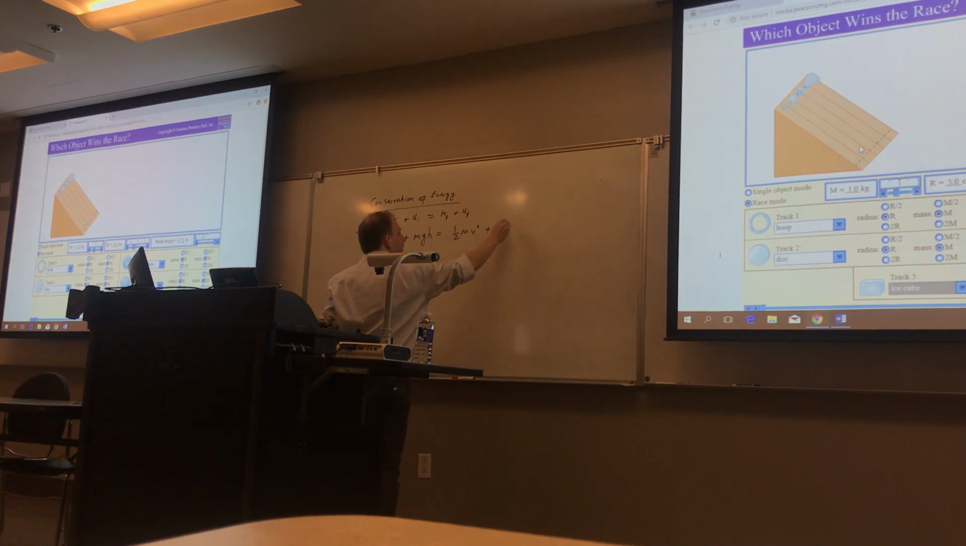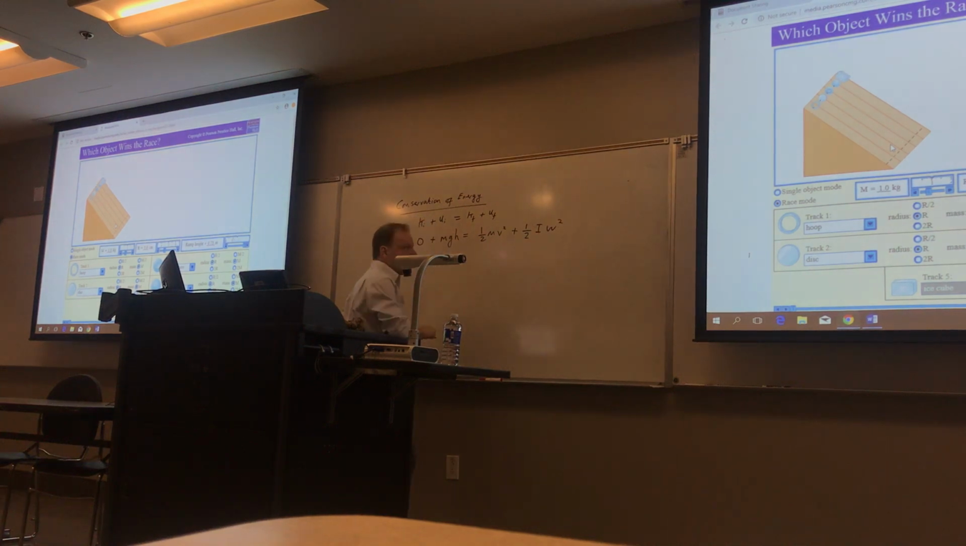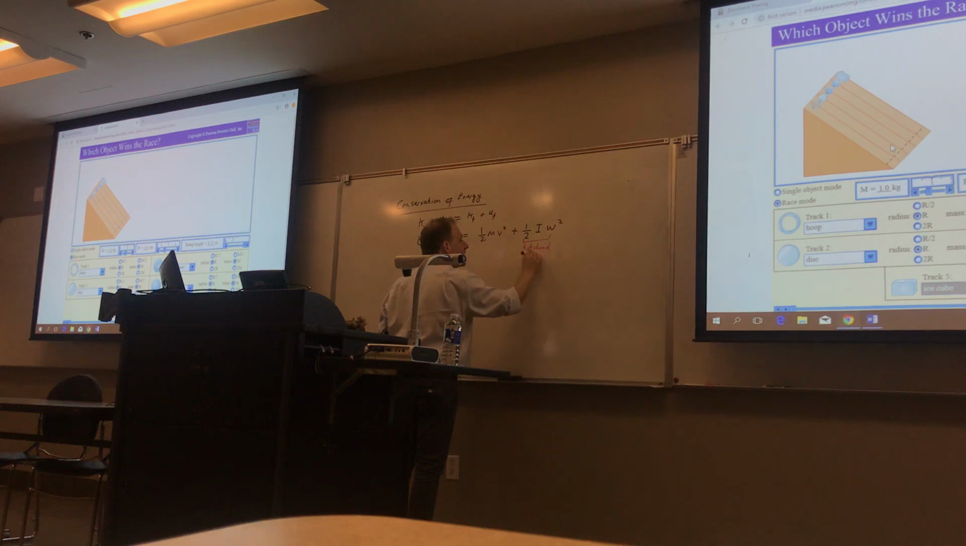1/2 I omega squared. So that's what we learned for rotational kinetic energy, because an object that's rolling has got rotational kinetic energy. So should we just make a note that this is rotational kinetic energy, and this is linear kinetic energy.